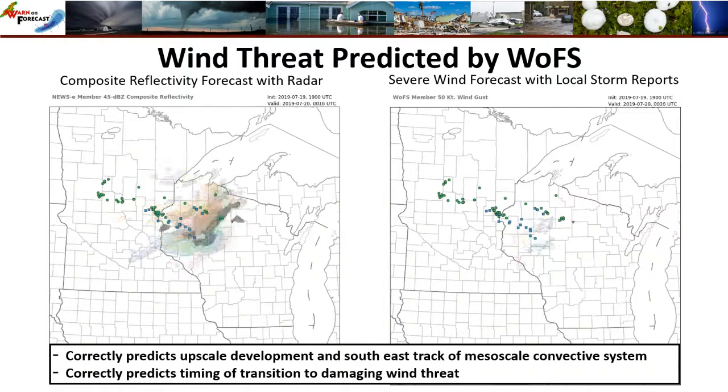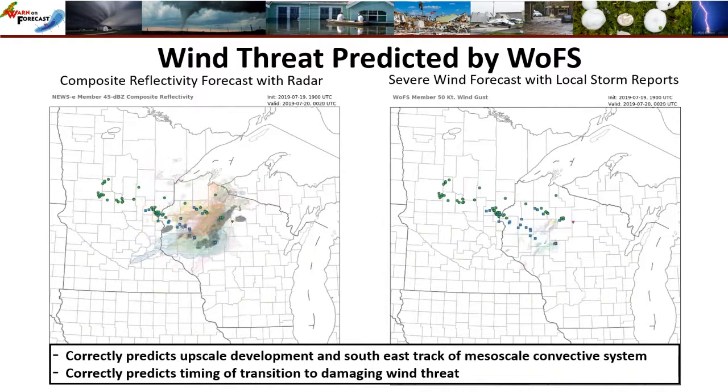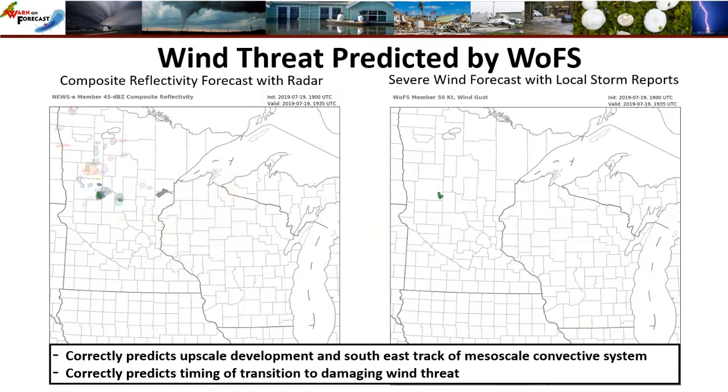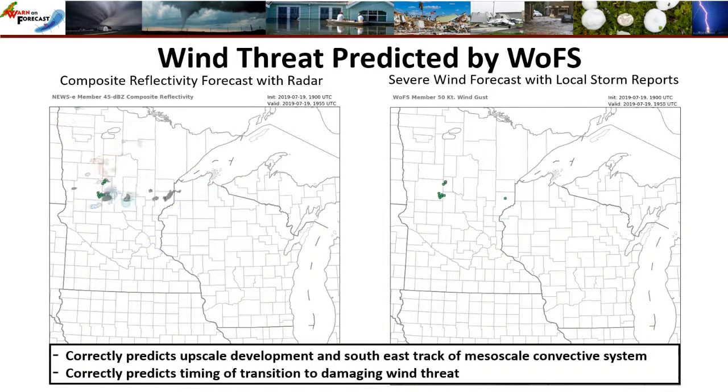So what you see here are the paintball plots. Each color represents a different ensemble member. The left panel is a 6-hour forecast reflectivity paintball exceeding 45 dBz, and the gray shades overlaid are the observed reflectivity. The right panel shows the wind gust forecast exceeding 50 knots. Underneath the paintballs, you also see the local storm reports that appear.